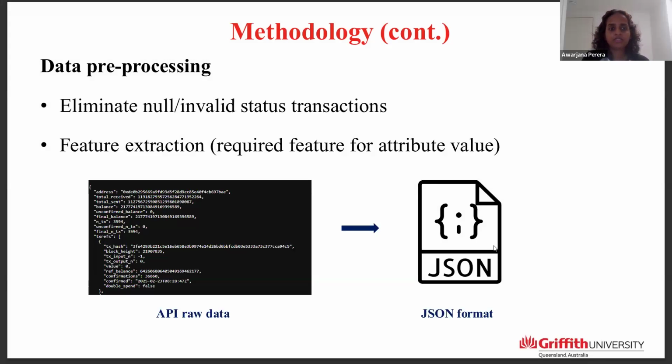And the second stage, which is data pre-processing. At this stage, all the null transactions and invalid transactions were removed for clear visualization. And like I mentioned, TAM is all about representing data based on their attributes. So at this stage, it was important to extract all the features or attributes we required for the visualization. And the original TAM tool only supports files in JSON format. So it was important to convert this API raw data into a compatible file format, which is JSON.